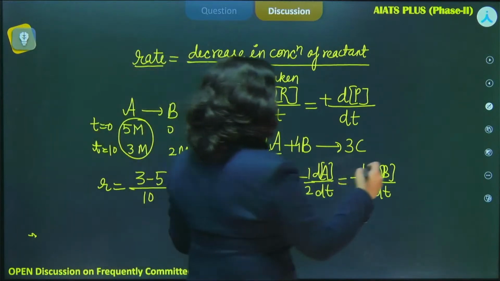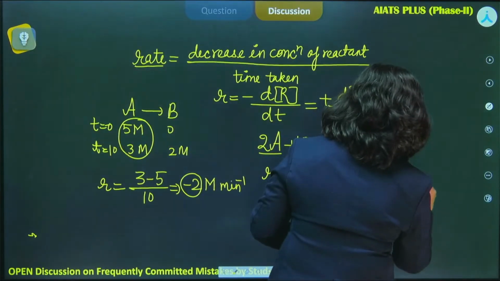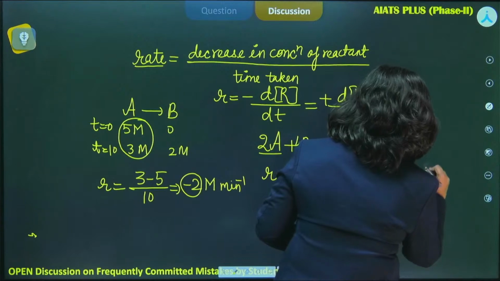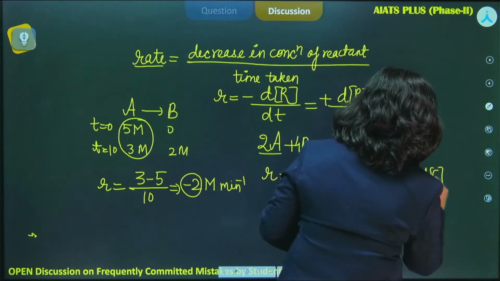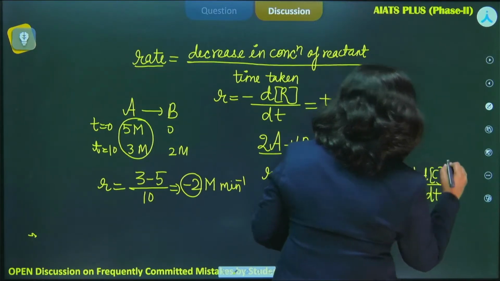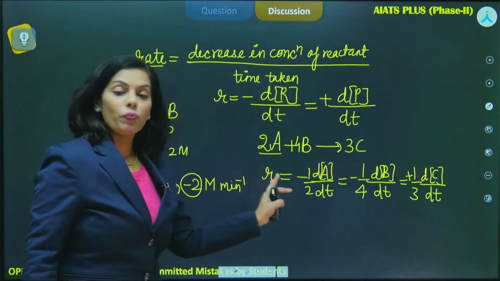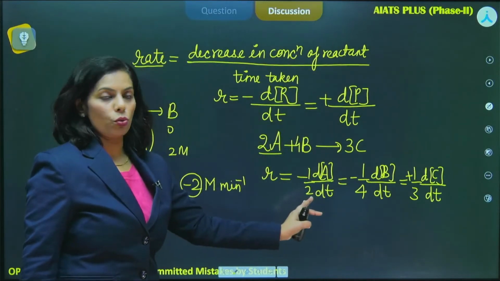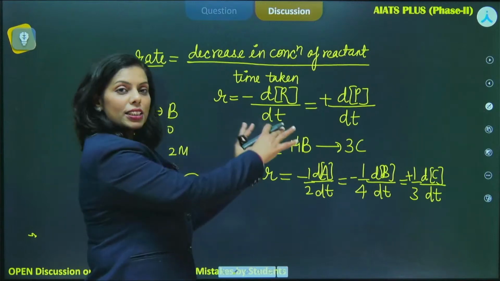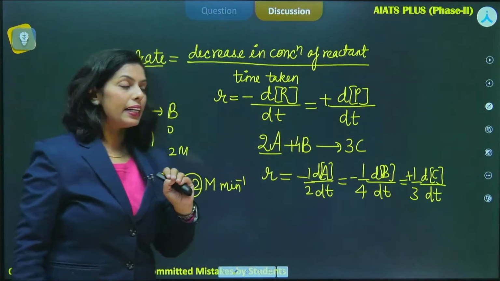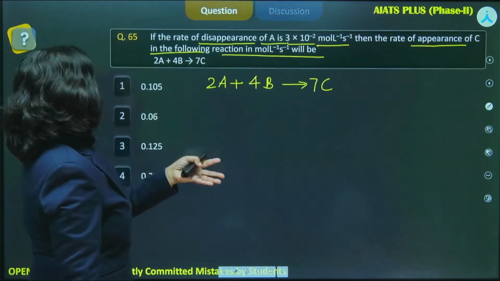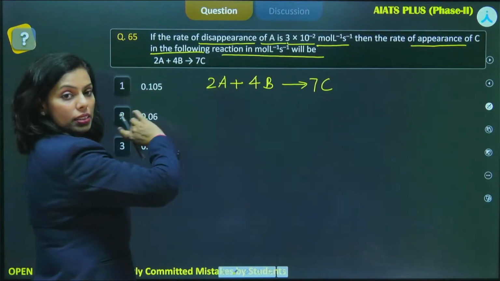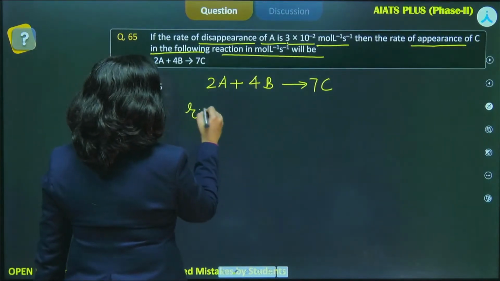For product, how do we represent it? 1 by 3, it would be plus dC by dt. So this is the simple thing that we need to do. If you know this concept, then only you can apply it, right? Now the question, let's check the question once again. The reaction is this. Then how do we represent the rate of reaction with respect to this?